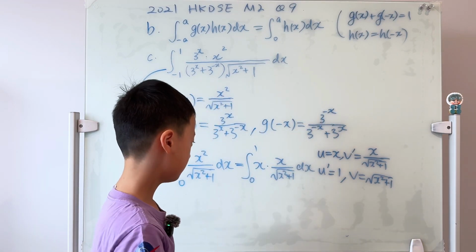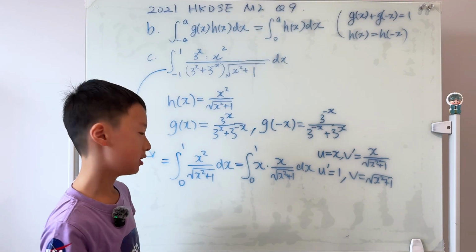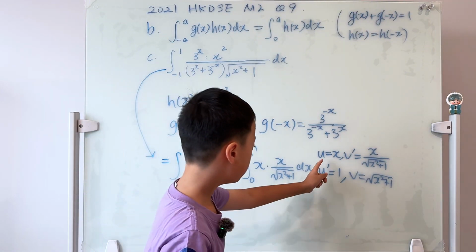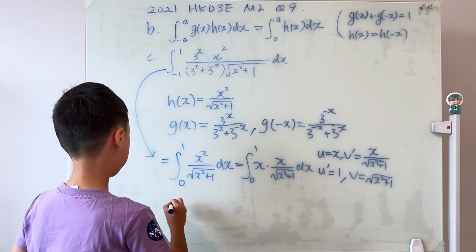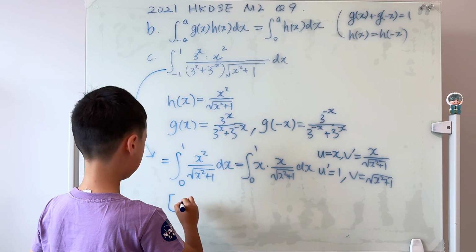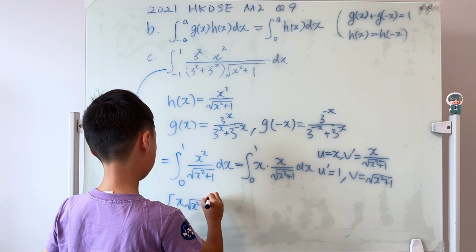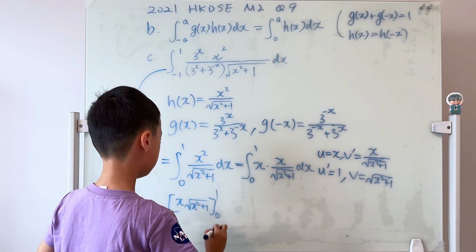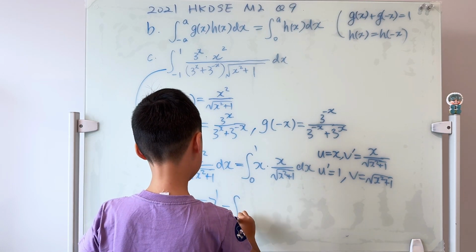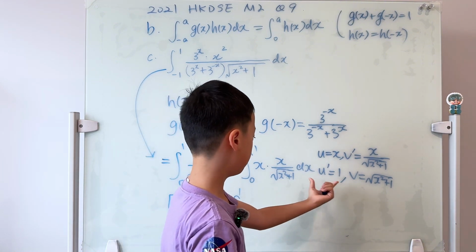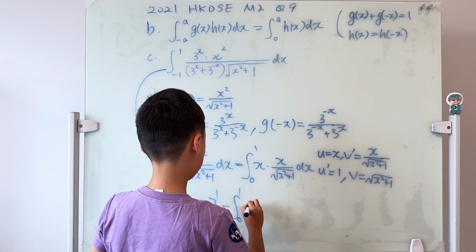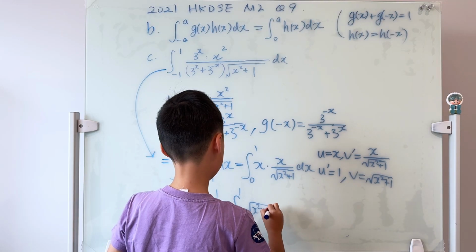Very nice. So if we just use integration by parts, it will become u times v, but we still have the bounds. So it's just x square root x squared plus 1, going from 0 to 1, minus the integral from 0 to 1 of u derivative times v, which is just square root x squared plus 1 dx.